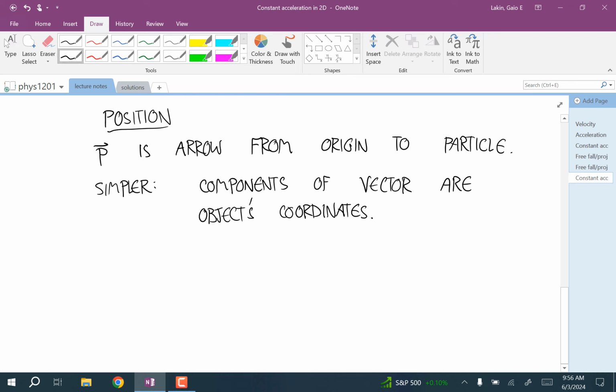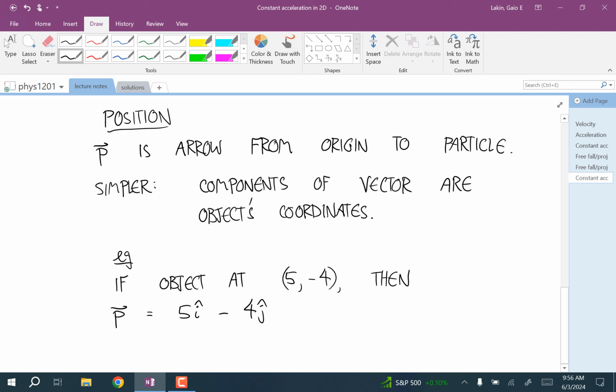Okay, so for example, if the object is at the location 5, -4, then simply the position vector is 5 in the x direction, -4 in the j direction. And then you use the 5 for the x equations and the -4 for the y equation.